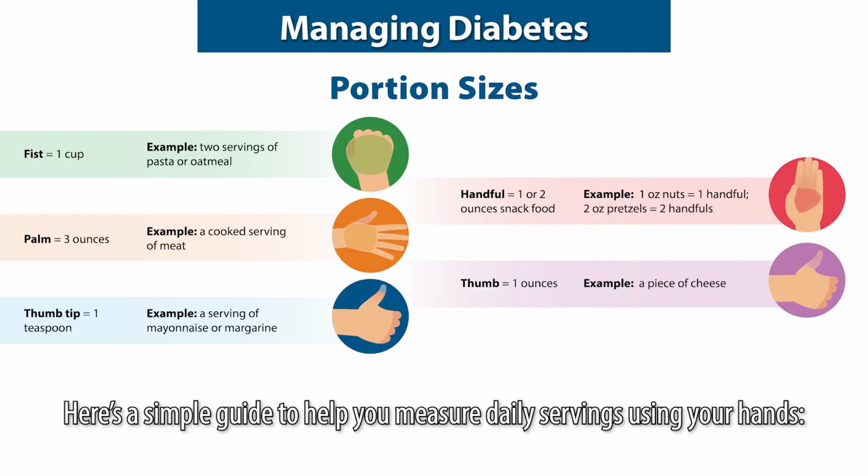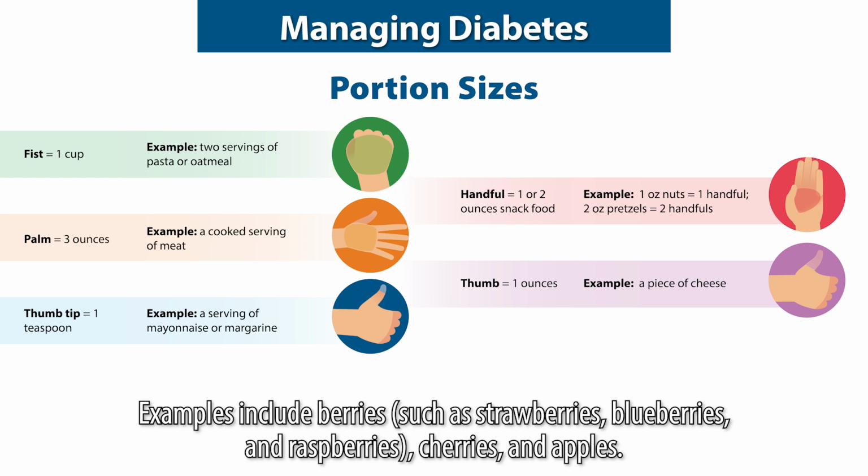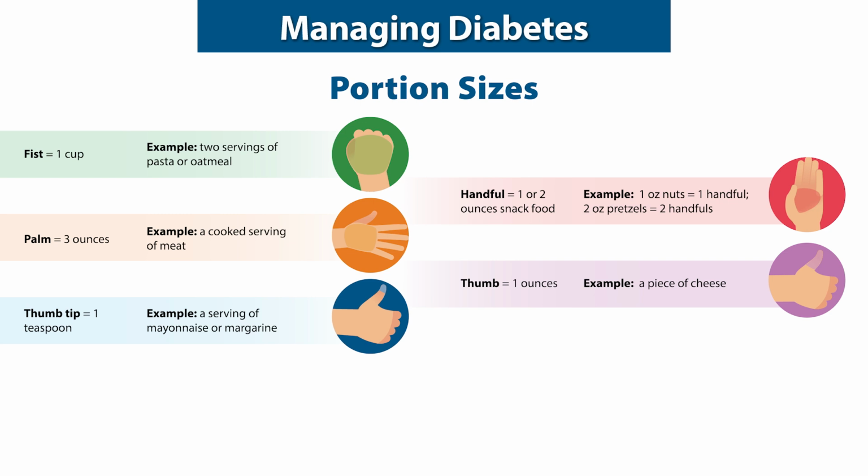Here's a simple guide to help you measure daily servings using your hands. Fruits. Aim for about 2 to 3 servings per day of low sugar options. One serving can be visualized as a small apple or the size of your fist. Examples include berries such as strawberries, blueberries, and raspberries, cherries, and apples.